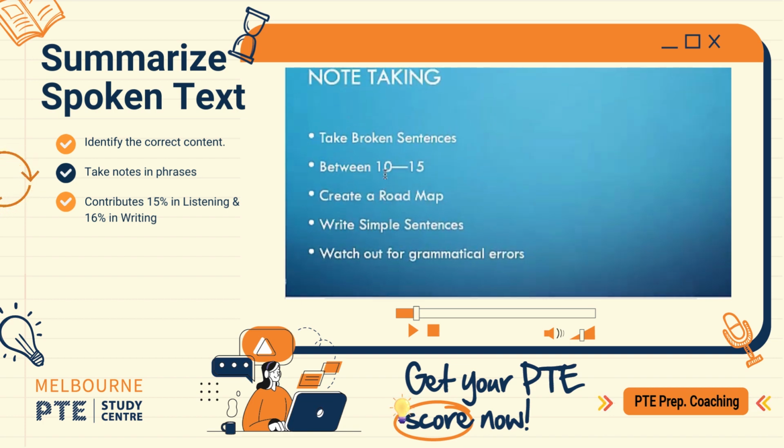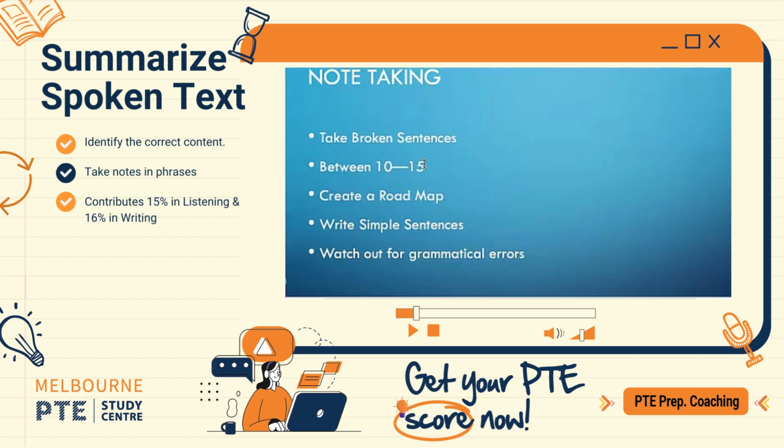Now, when you're listening to the audio, obviously the most important thing is taking notes. You have to take notes in broken sentences. What does that mean? It means you take notes in phrases, not one word, about 3 to 4 words. When you hear something important, you write about 2 to 3 words of it. Generally, it says between 10 to 15 notes. If you understood the audio, 5 is more than enough.